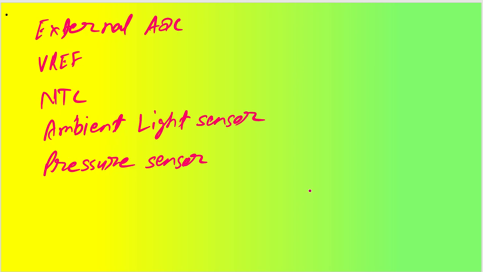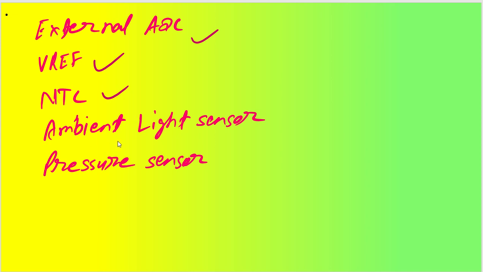Some more applications that we'll try to understand in this session are the external ADC and its applications, how we can utilize external ADCs for measurement of different parameters in the board. Then we'll also use some external voltage reference for these external ADCs. We'll also see the NTC temperature sensor, that is the negative temperature coefficient sensor. Generally this is a very sturdy device which is used to measure the environment temperature.